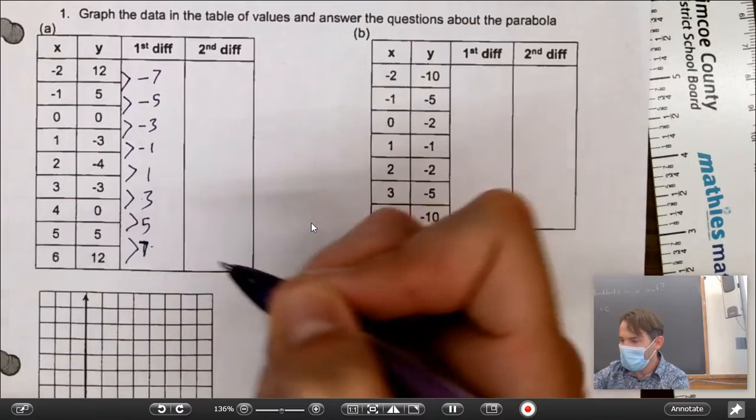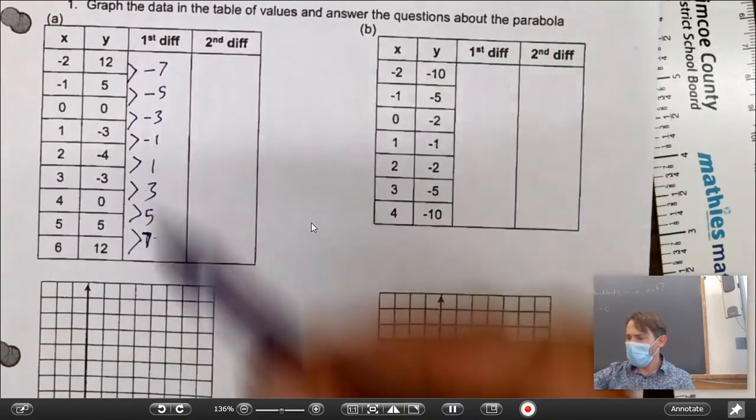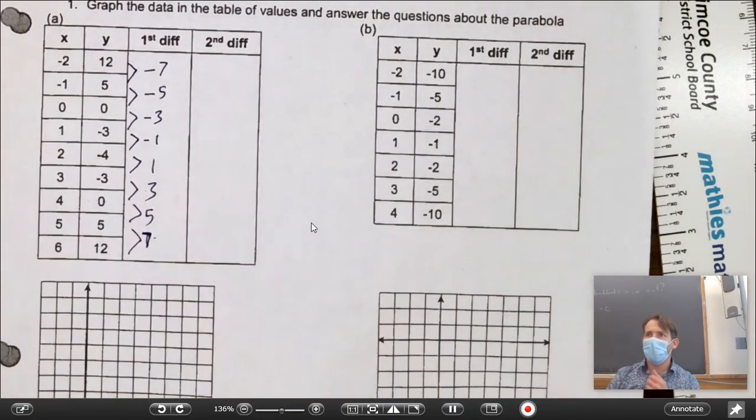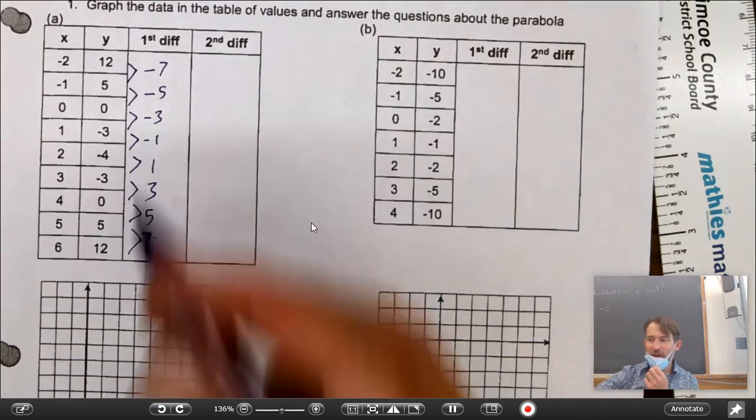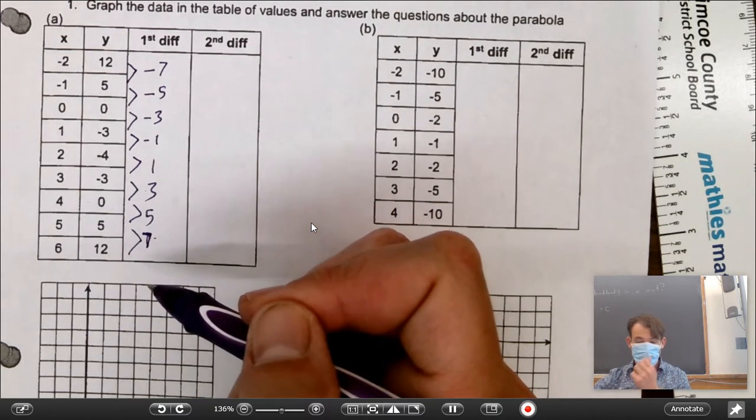Is that a line? If I graph these points, do they all happen on a line? How do you know they're not a line? You know it's not a line because the first differences are... It's a parabola. Yes. But the answer would be 2 for the second difference. Yes. They each go down. Yes. So it is not a line because first differences are not constant.